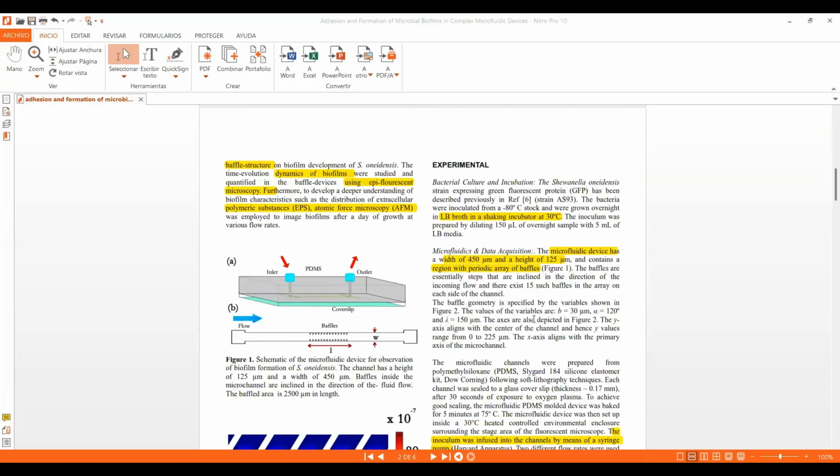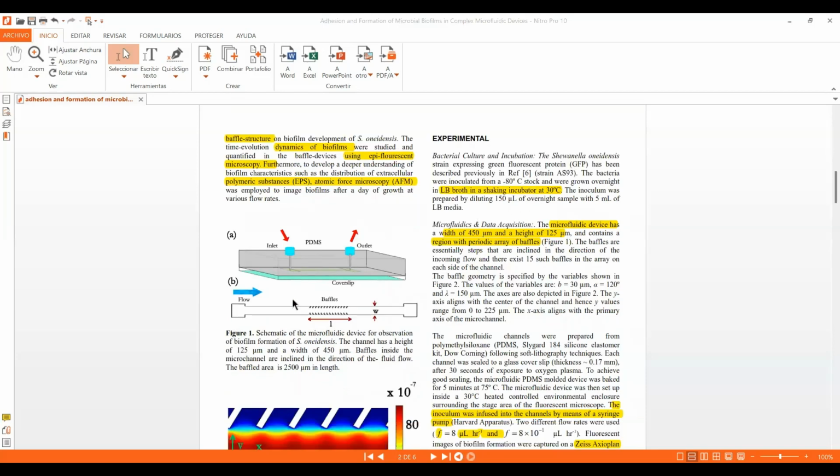For the experiment, they use the bacterial culture and incubation, the Shewanella oneidensis. They inoculate in LB broth in a shaking incubator at 30 degrees centigrade. The microfluidic device has a width of 450 micrometers and a height of 125 micrometers, and contains a region with a periodic array of baffles that I indicated previously.